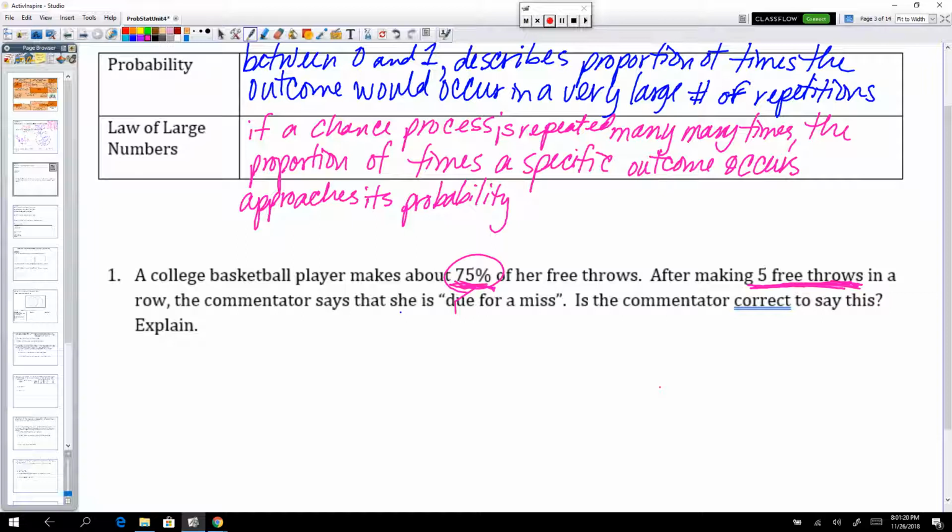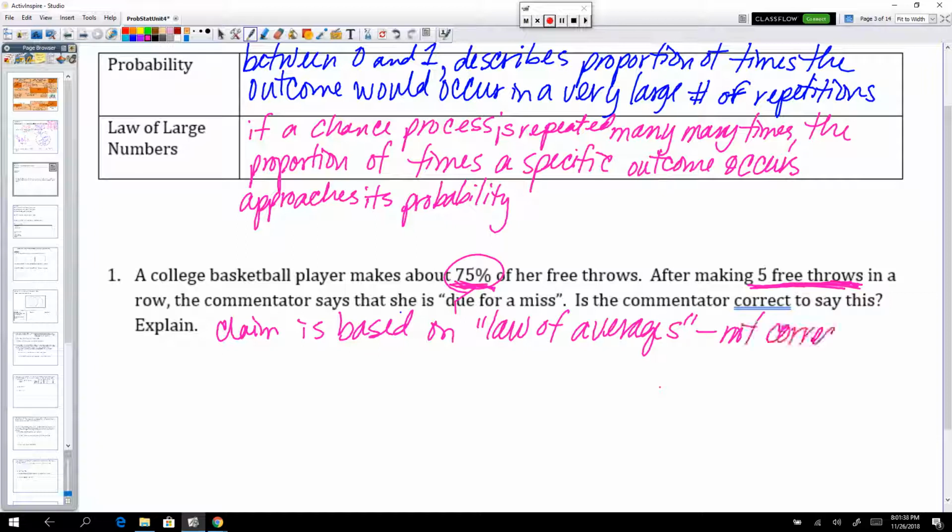So we want to say that the commentator's claim is based on the law of averages, which is not correct. Okay? They shouldn't be making declarations on the law of averages. Her 6th attempt has a 75% chance of making it, just like all the other ones.